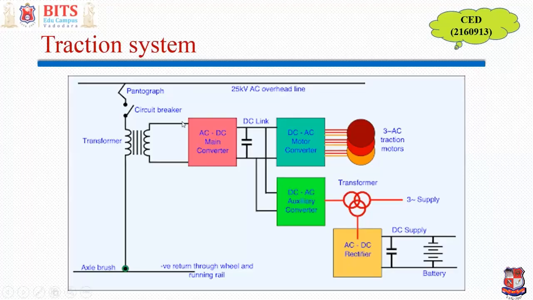So this is how the common arrangements look in a locomotive. These are the arrangements for auxiliary supply. A battery backup is there, so that in case the pantograph is not turned on, the switch is not turned on, some auxiliary energy is available for all the auxiliary works, right? So this is the traction system.